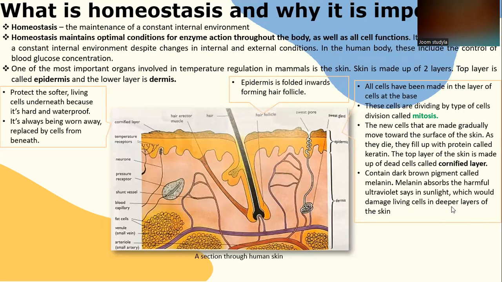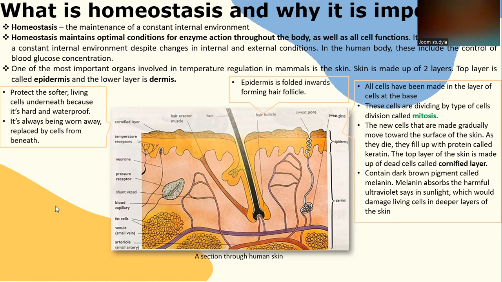What is homeostasis and why is it important? Homeostasis means the maintenance of a constant internal environment. Homeostasis maintains optimal conditions for enzyme action throughout the body, as well as all cell functions. It is the maintenance of a constant internal environment despite changes in internal and external conditions. In the human body, these include the control of blood glucose concentration.